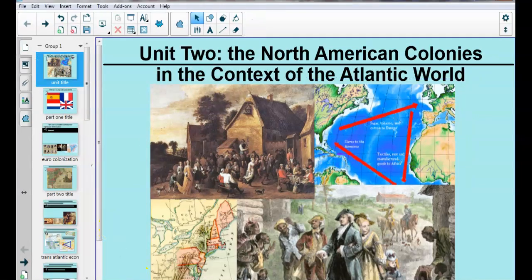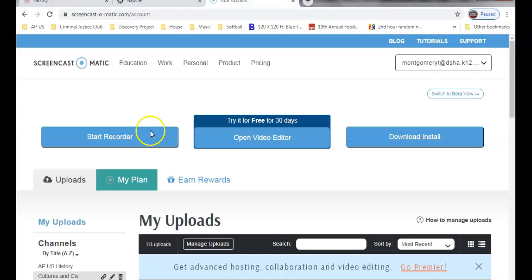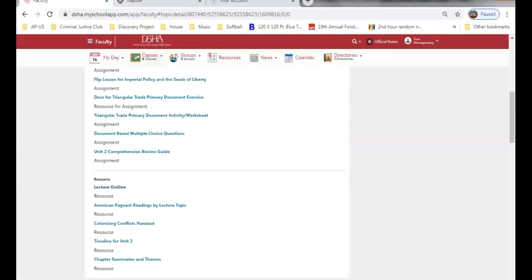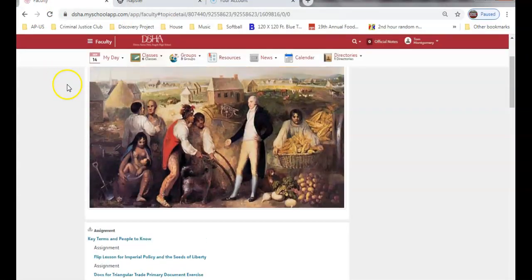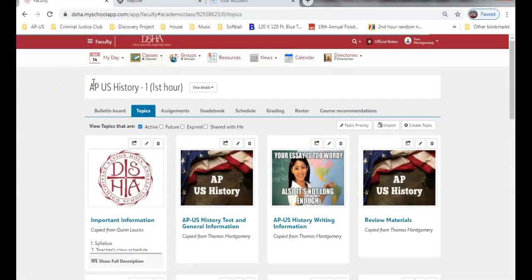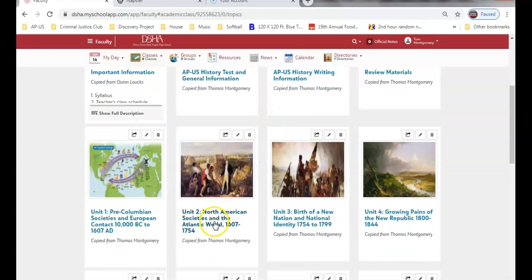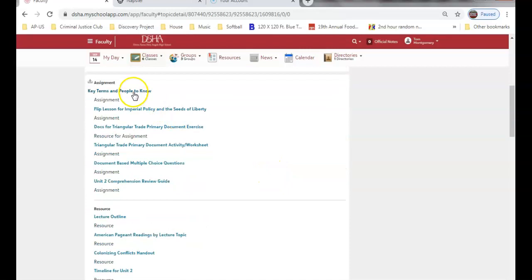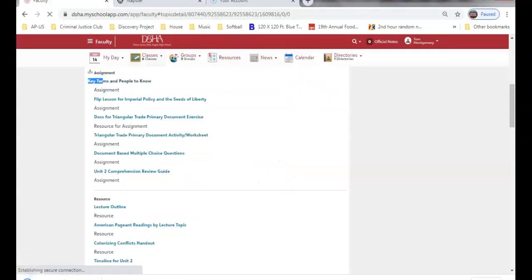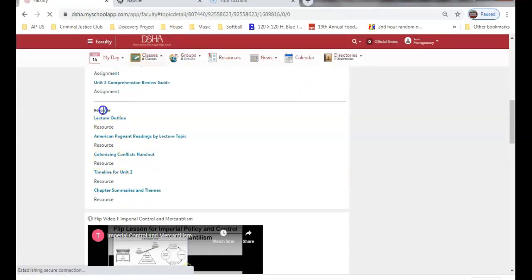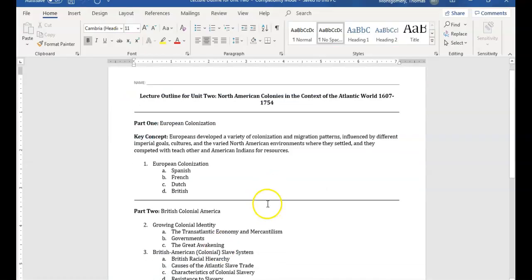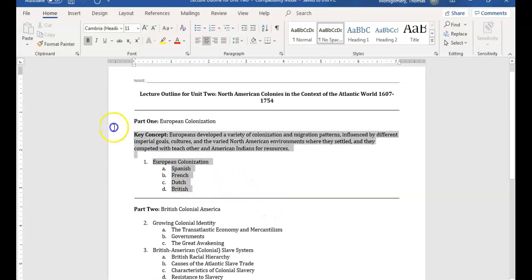Some of you have your lecture outlined because you've been in class with me, some of you do not. So I just want to hop over real quick to our topics page. If you go to your class page, AP US History, you go to your hour, go down to Unit 2, North American Societies in the Atlantic World, and you'll see a bunch of assignments up here. And if you go into the resource section and click on Lecture Outline, this will pop up for you. So this is the chunk that we're going to be talking about today.